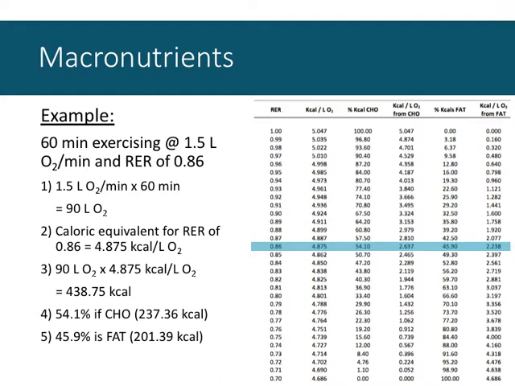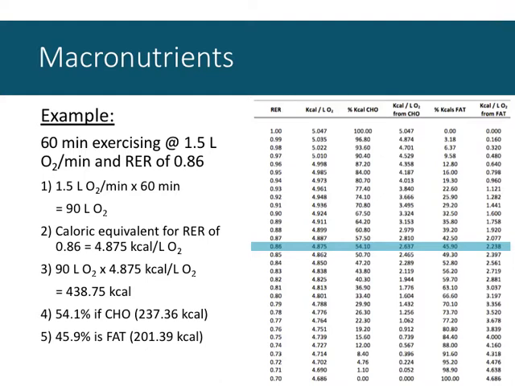So we have some more detail about the macronutrient mix and the overall energy expended. What we're really focused on right now is the energy expended in the context of energy balance. But we have a little bit more detail here.